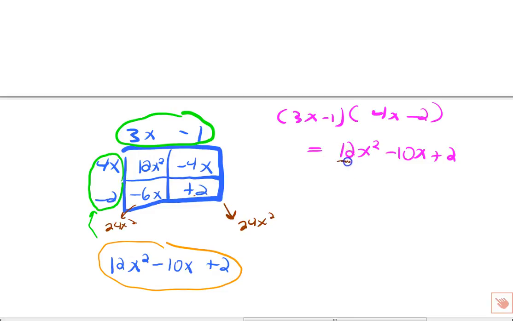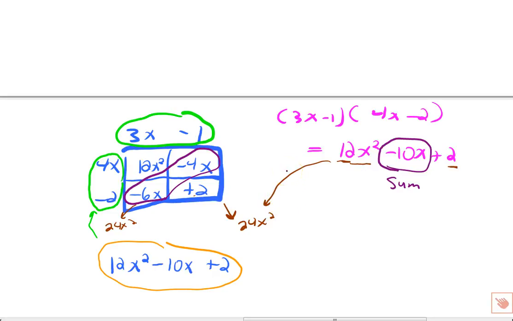And if you look, there's the 12x squared and the 2. That's where I get the 24x squared. If I take the first term and the last term and multiply them, I get my 24x squared. So that's one observation. Then the other observation: this middle term, negative 10x, is the sum of these two. Negative 6x plus negative 4x is negative 10x. So this is the sum, and the other two were the product of the diagonals. So this is a pattern.